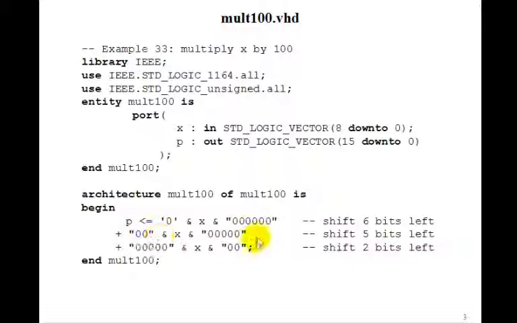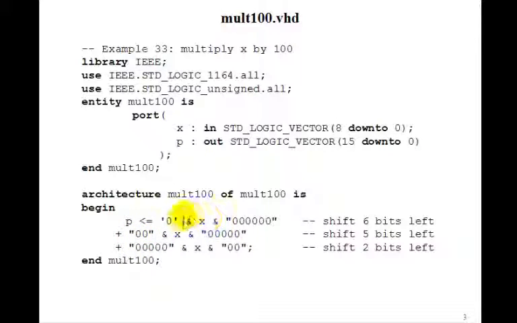Then we add that to x shifted 5 bits to the left. Well, to shift 5 bits to the left, we just add 5 zeros. We add 2 leading zeros, so the total number of bits here is also 16. And then we add that to x shifted 2 bits to the left. So we add 2 zeros to the right. That shifts x 2 bits to the left, and we'll add 5 leading zeros to make this one 16 bits. And you just add them together.